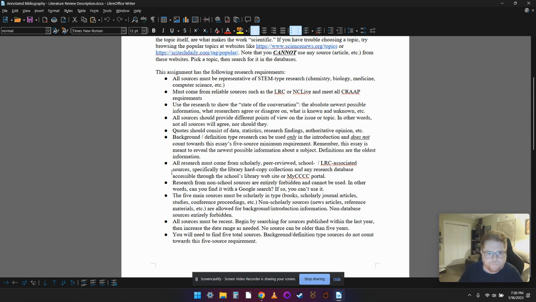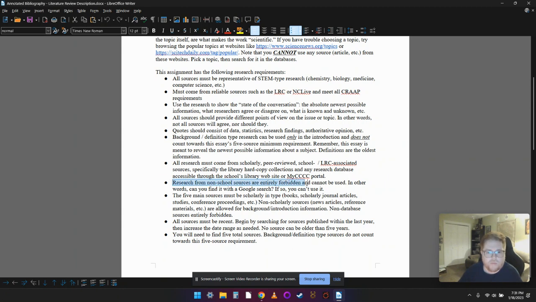So then from there, it needs to come from scholarly peer-reviewed journals, basically, and LRC associated stuff. To make a long story short, don't even go on Google, because anything you find there you cannot use. And yes, I can tell the difference. So don't even bother trying to give me a source that you didn't find on the databases. And also, just to get it said, yes, you can find sources on your topic. You just gotta know how to look for it, and we can talk about that as we go through it.